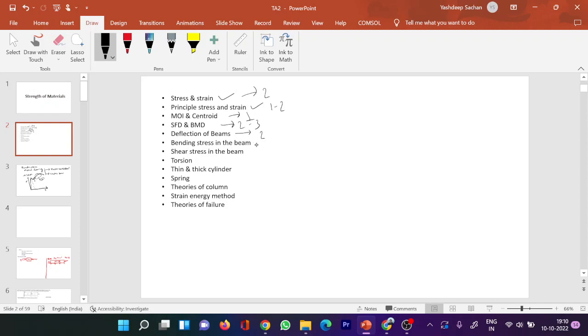After that we will finish quickly, because this is the major part. If we cover that, then the major things will come from here only. So this part won't take much time and will be covered quickly. Today we'll be starting from stress and strain.